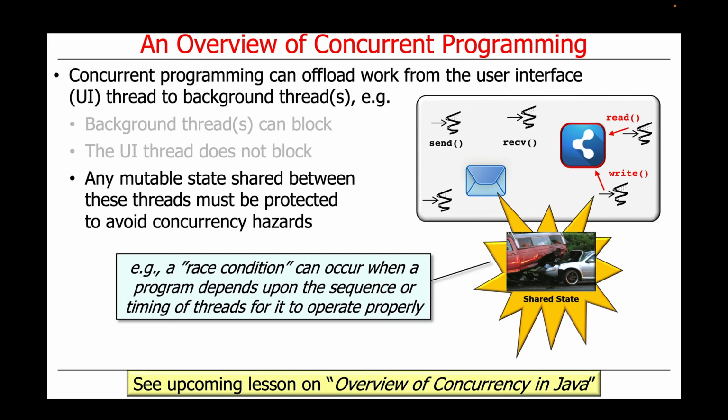So one of the consequences of all this is that if you have state that's shared between the threads, either the user interface thread and the background threads, or between the background threads, any state that's mutable, which is just a fancy word for could change at runtime, must be explicitly protected by synchronizers or shared objects to avoid concurrency hazards. There's a whole slew of concurrency hazards. The most common is what's called a race condition, which can occur when a program depends on the sequence or the timing of its threads in order to operate properly. Race conditions are very subtle and pernicious bugs in concurrent programs.